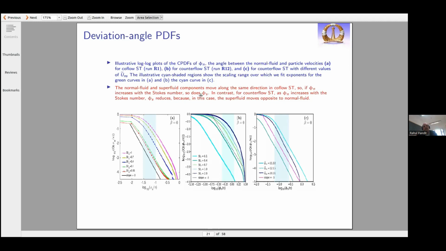And there is some sort of scaling which you can fit to exponents. And the bottom line, if you just want a qualitative takeaway message here, is that the normal fluid and superfluid components move in the same direction in co-flow superfluid turbulence. So if one of these angles, phi n, increases, so does phi s. But now there's an important difference. In counterflow, if phi n increases, then phi s reduces, okay? Because the superfluid moves opposite to the normal fluid. And all these detailed measurements can be made. I think this will be quite difficult, though the previous one can be done, but to get both the Eulerian field and the particle velocity with good enough accuracy would be a challenge, I think.